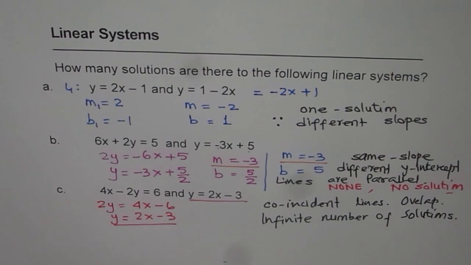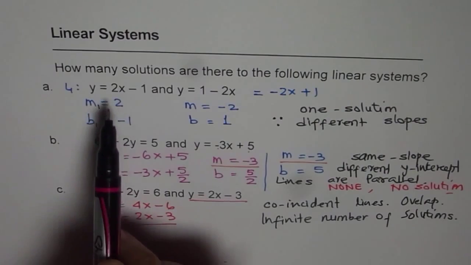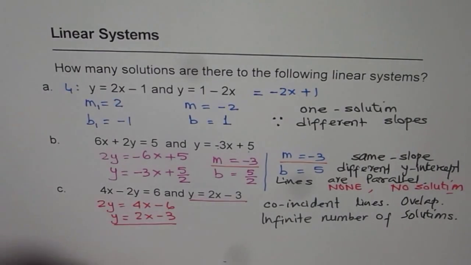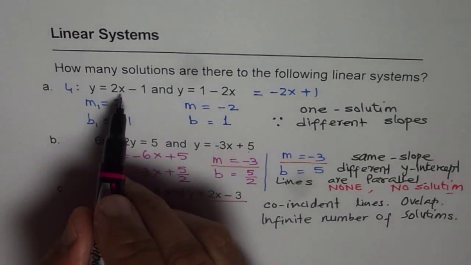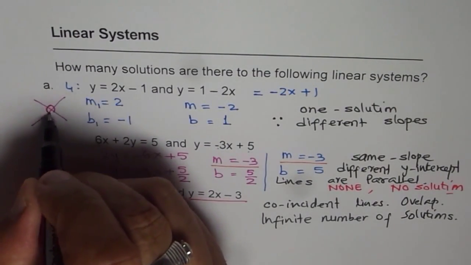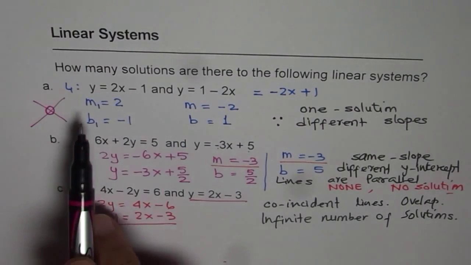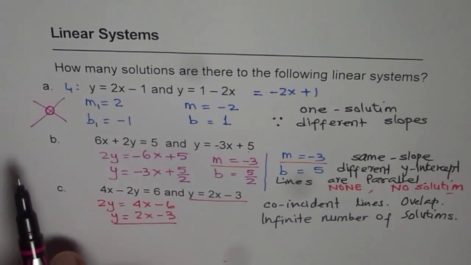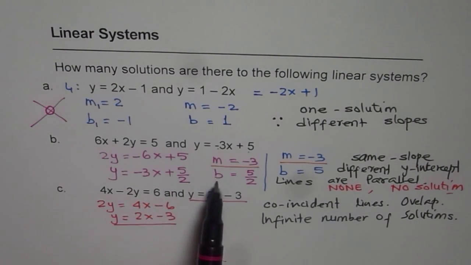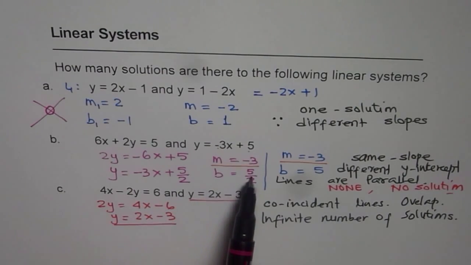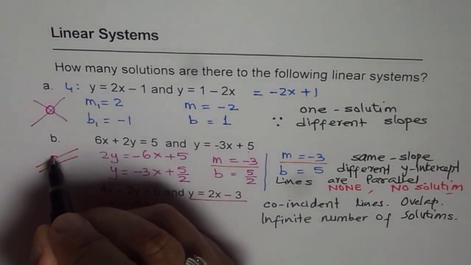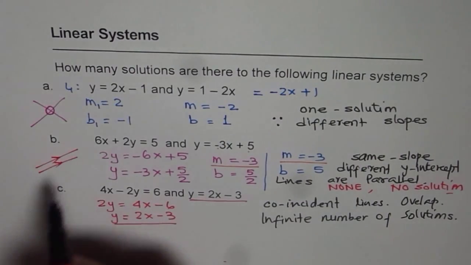I hope with this the concept is clear that if the two lines are not parallel or coincident, then they will have just one solution, as in the first case. We have one line like this, the other line like this, so they will intersect at one point. If the slopes are not the same, then there is one point of intersection. If the slopes are the same, then there could be two conditions. You have to check the y-intercept. If the y-intercept is different, in that case you have parallel lines. Parallel lines mean no solution.